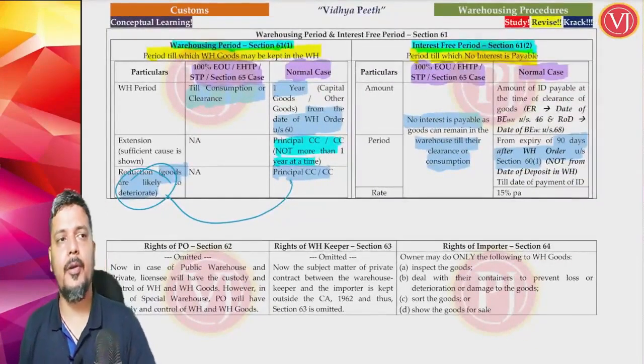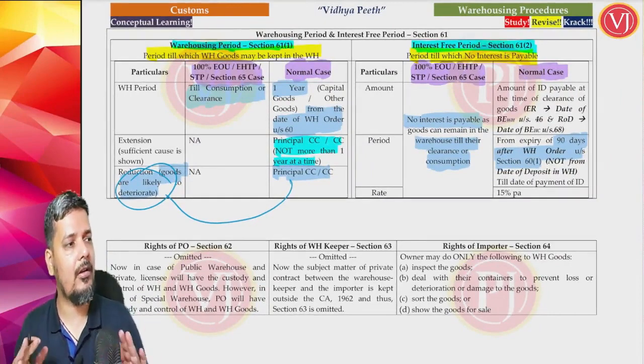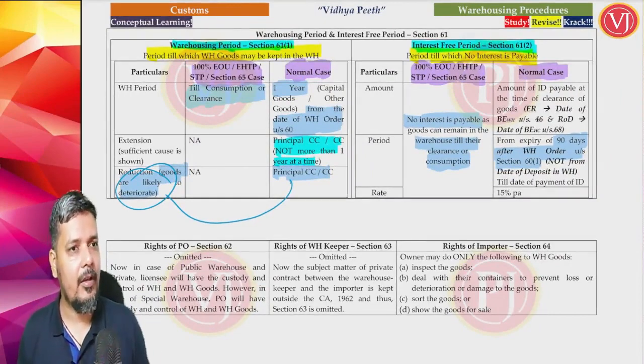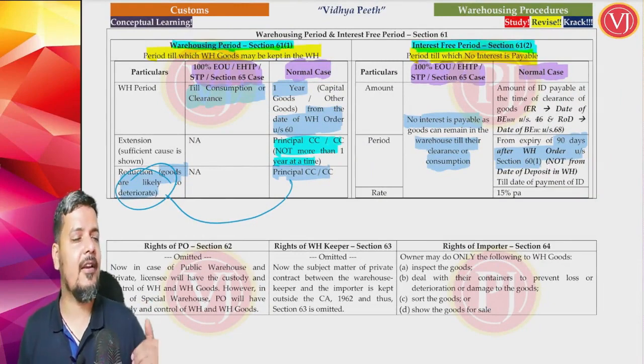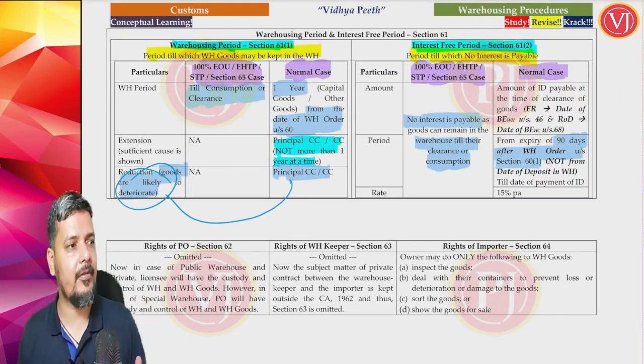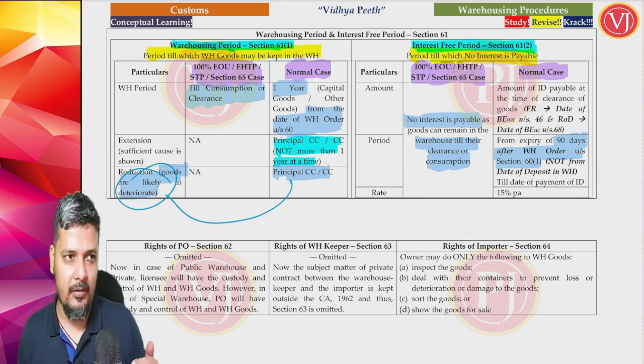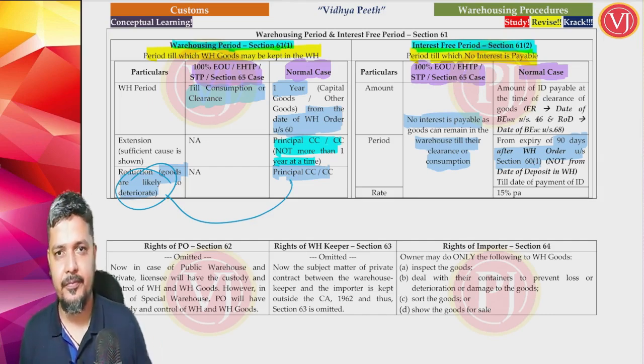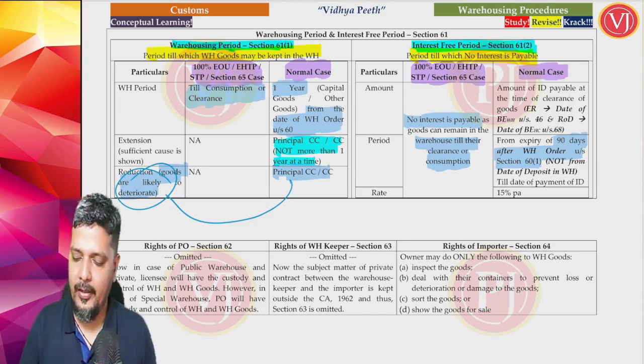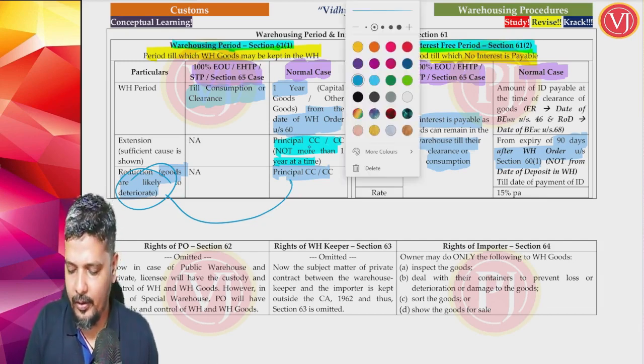And normally interest free period is the same. Whether extension is there or not, interest free period is always the same, 90 days. Obviously, CBIC can reduce or increase at times, but not relevant for exams. Warehousing period can be extended for any sufficient reason, not more than 1 year at a time. It can be reduced in very, very rare cases by principal commissioner or commissioner, when the goods are likely to deteriorate. So this extension or reduction of warehousing period is only by principal commissioner and commissioner.